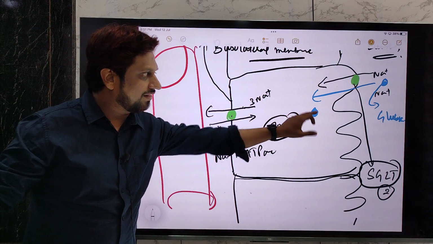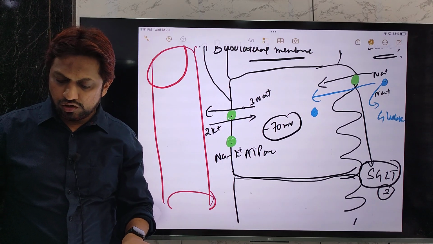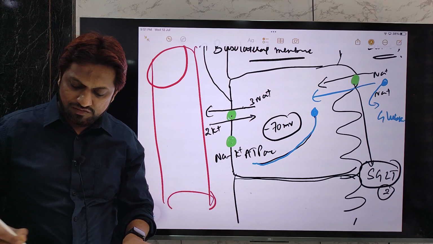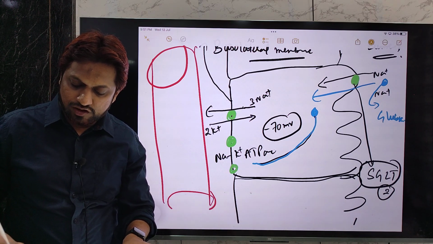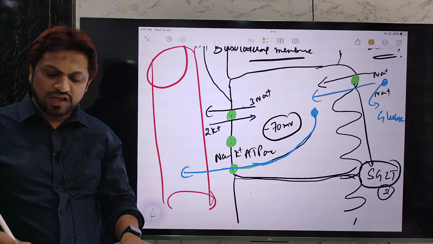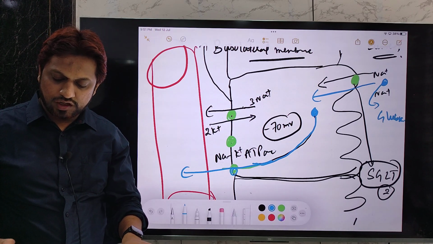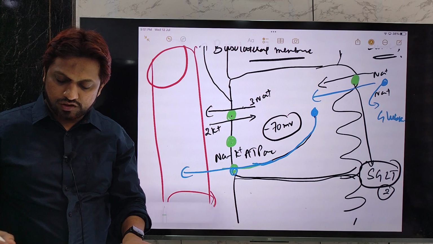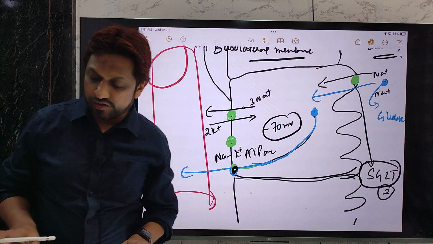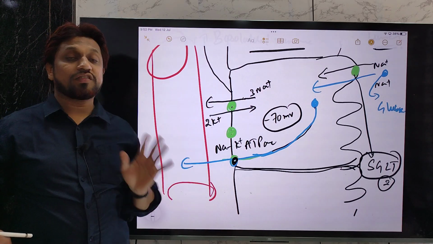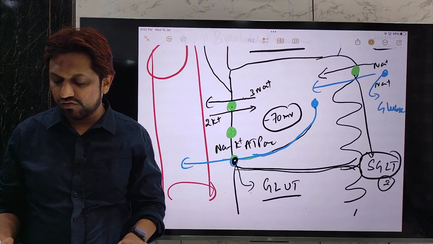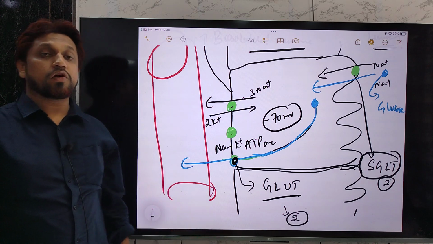So after entering inside the cell, the glucose molecule will now go outside. It will go outside again with the help of one more carrier protein. It will diffuse outside and ultimately enter into the interstitial fluid. This carrier protein, which does facilitated diffusion of glucose from the basolateral membrane outside into the interstitial fluid and ultimately into the blood vessels, is known as the glucose transporter, termed the GLUT molecule. Here it is GLUT number 2, in the proximal convoluted tubule.